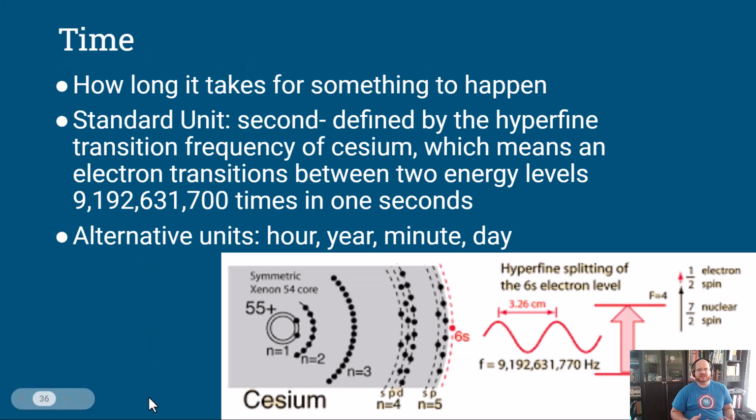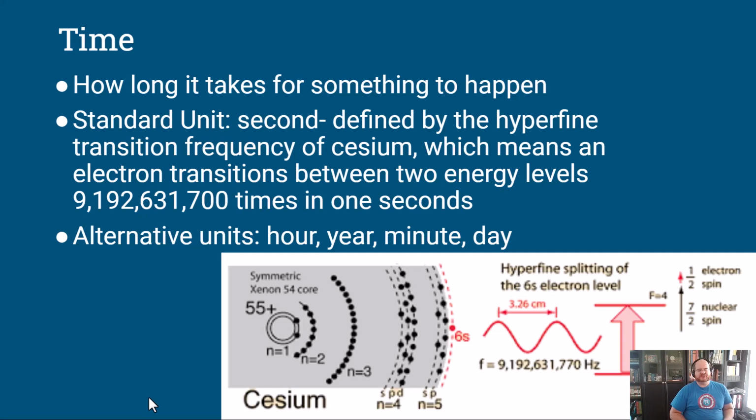All right, so time is how long it takes something to happen. Our standard unit, the second, is defined as the hyperfine transition frequency of cesium, which means an electron is transitioning between two energy levels 9 billion times in 1 second. Now this transition occurs at such a constant rate that we know, okay, this is how we're going to define a second, which is why we call it an atomic clock. It's based on this atomic transition of an electron.